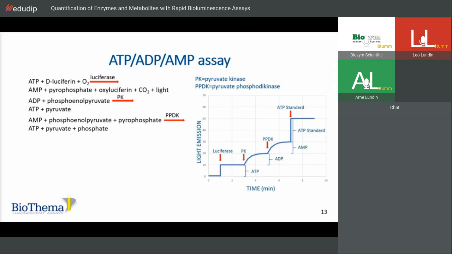We can assay ATP, ADP, and AMP in a single cuvette. When we add luciferase, we get the light corresponding to ATP. Then we add PK to convert ADP to ATP and get a light signal. And then PPDK and get the signal for AMP. The reactions are shown over here.